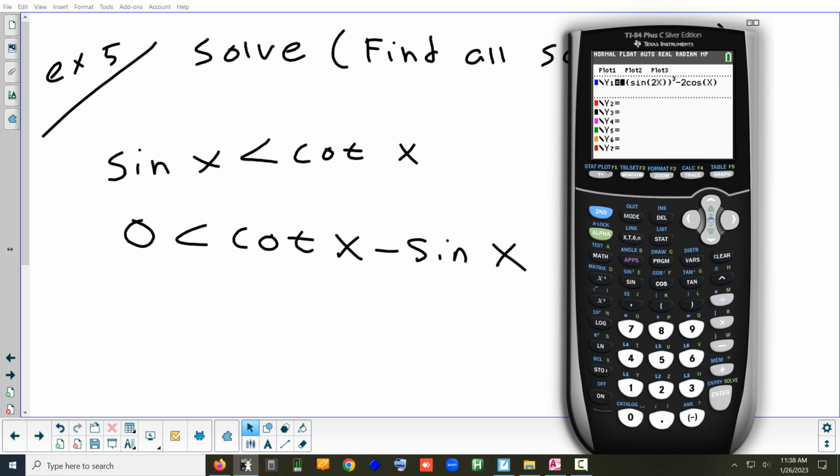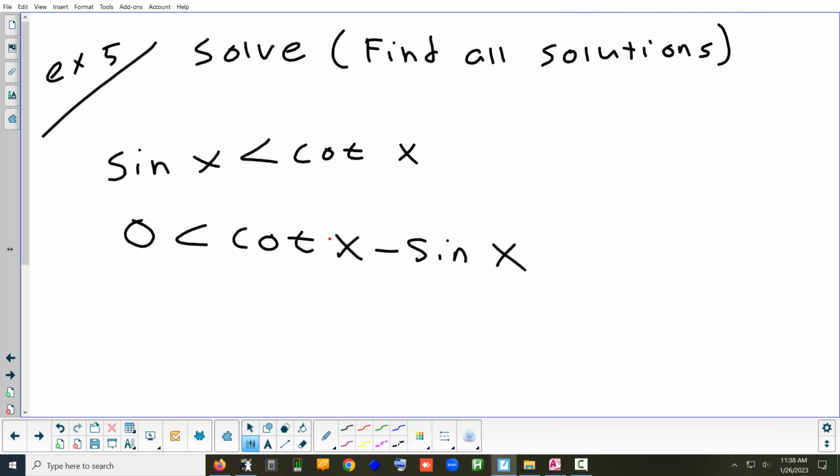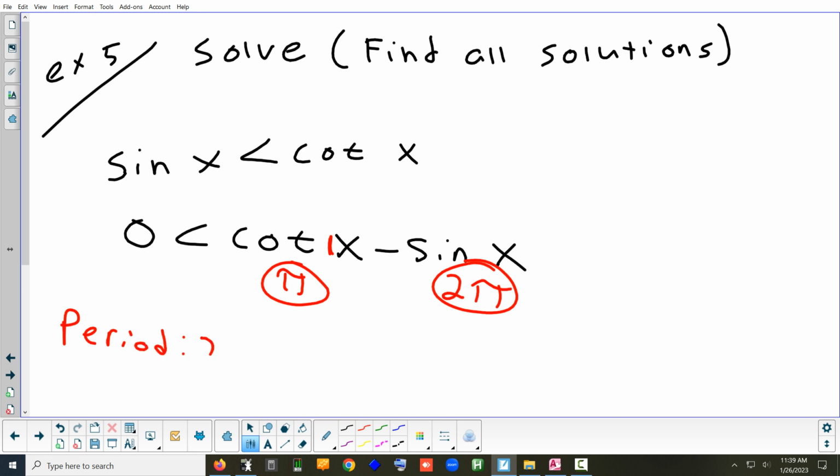Yeah, that's right. Now, before I actually put this in, I should find my period. What's the period of cotangent to an odd power, with a 1 in front? Cotangent to an odd power is even or odd, right? They're both. Yeah, it's the same formula. Pi. What's the period of sine x? And the least common multiple? 2 pi. Okay, so we know what to set our window to.